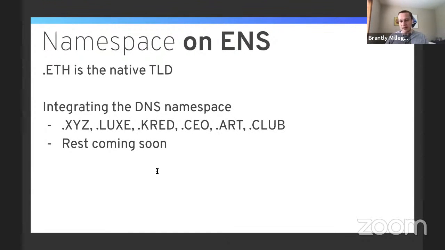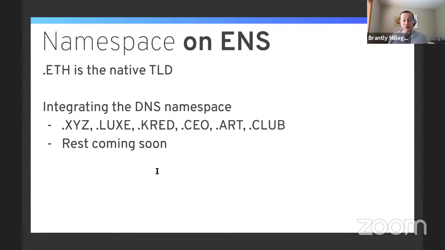What is the namespace on ENS? An important thing, critical to understand about ENS, is that ENS is not .eth names. ENS has .eth names, but ENS is broader than .eth names. So ENS is a superset of .eth names. What I mean by that is ENS is just naming infrastructure that could ultimately support any names. .eth names are just the native names that we started with, but it can support any names.